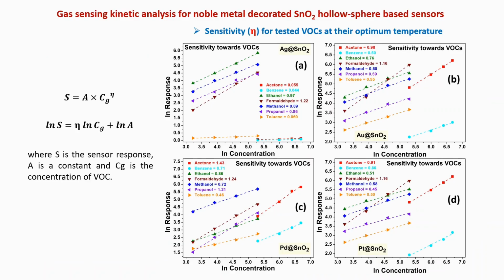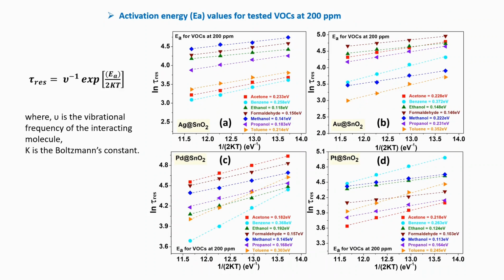Now, for metal oxide based sensors, there is a very well-known equation that follows the power law semiconductor equation, and the sensitivity of all the VOCs for all the sensors was extracted, showing different sensitivity for different gases for a particular sensor. So these factors can be utilized for discrimination. Similarly, activation energy was calculated using the equation involving the tau response value and the log of this, where the slope of the plot gives us the activation energy.